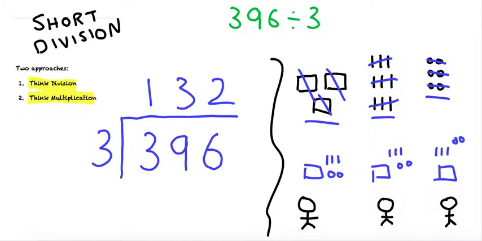I prefer the second method. It's a little bit faster, but it's totally up to you. And as long as you understand the theory behind how we're sharing, then I'm happy for you to choose whichever method that you like. Let's have a look at another example.